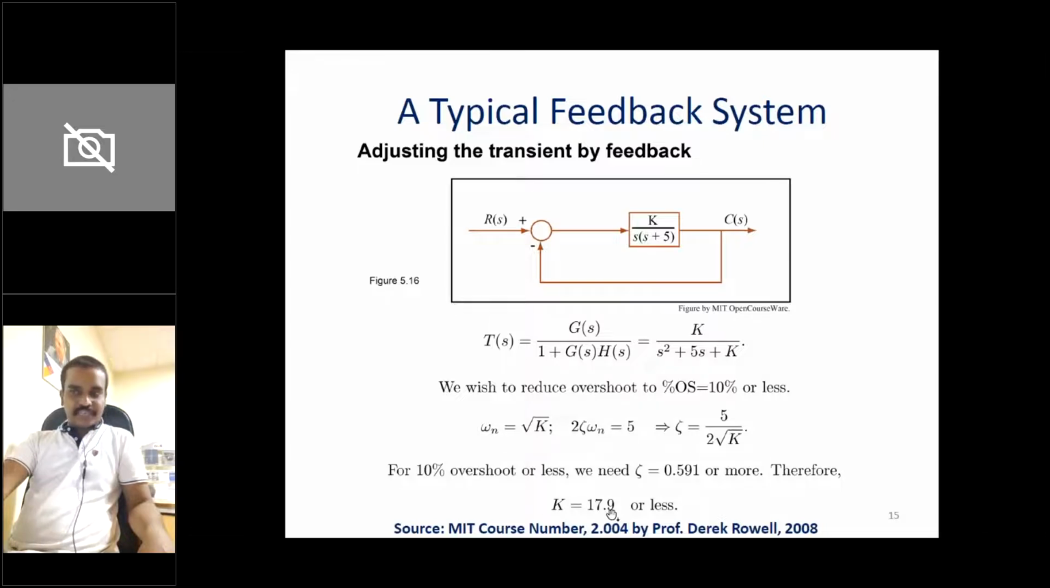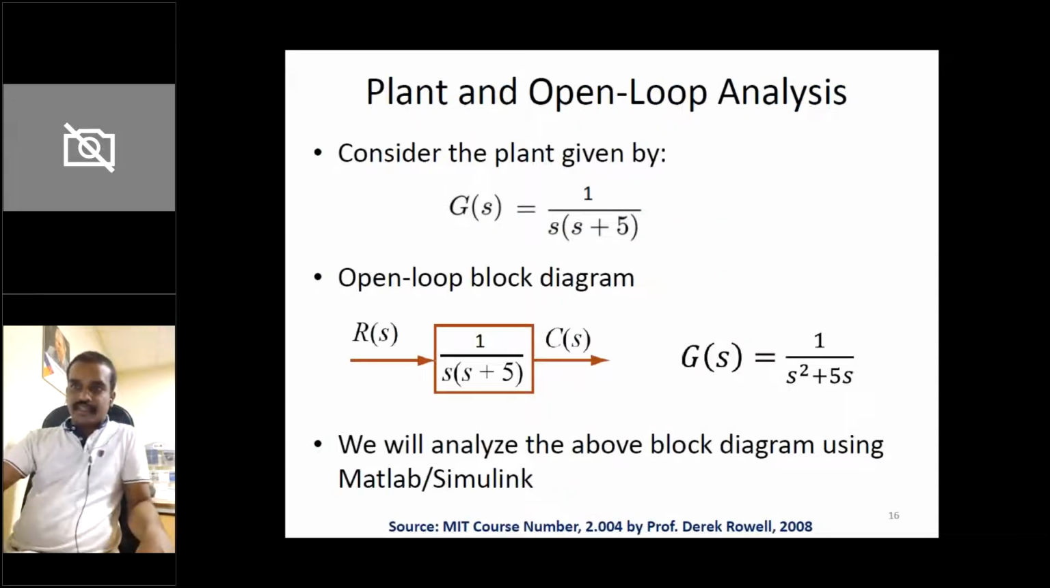So that means if I use this k value as 17.9, or approximately 18 or less, then we will have 10% or less overshoot. This we will see in the simulation. So from here we will start our simulation analysis in a very detailed way.